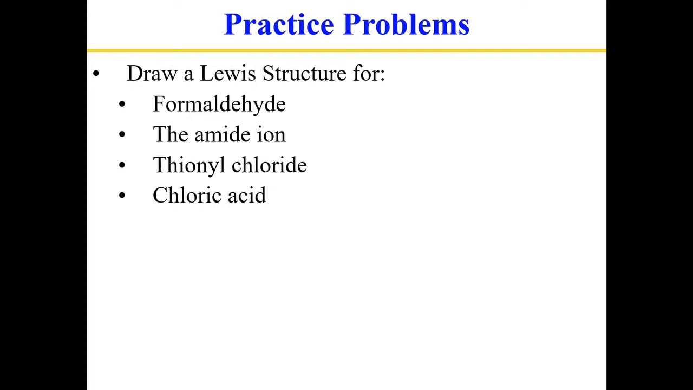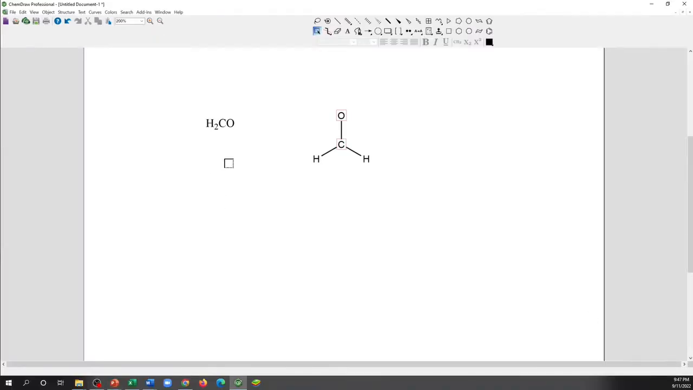Now let's practice drawing some Lewis structures. Let's start off with formaldehyde. Formaldehyde may not be a compound that you're familiar with, and that's okay. The molecular formula of formaldehyde is H2CO. So it has two hydrogens, a carbon, and an oxygen. Generally, you place the least electronegative element in the center of the compound. That would be hydrogen, but hydrogen can't go in the center of the compound because it only makes one bond. So we put carbon in the middle.